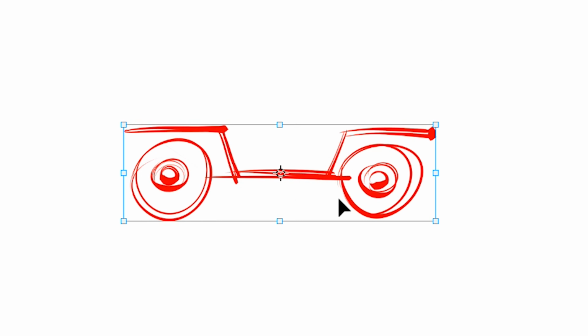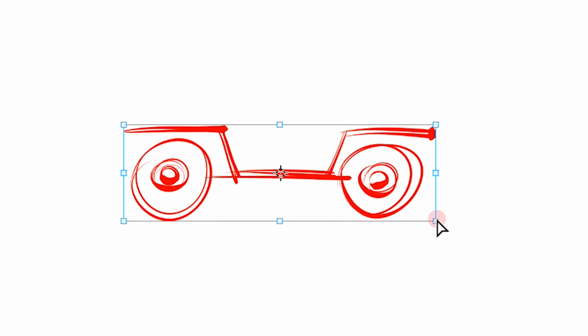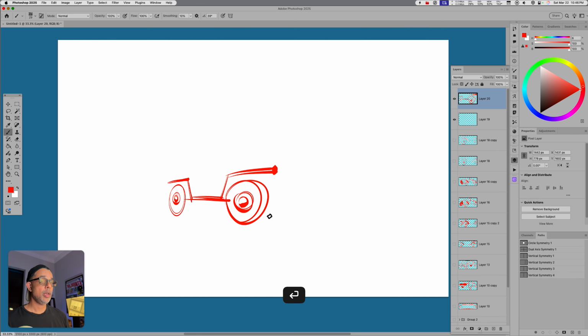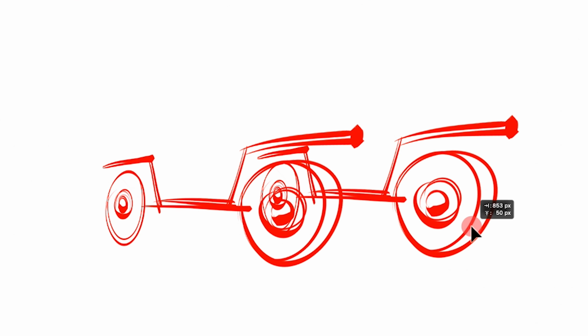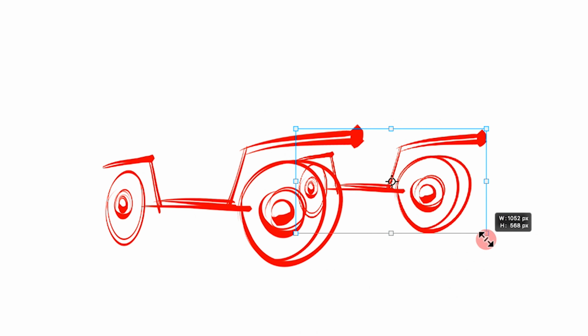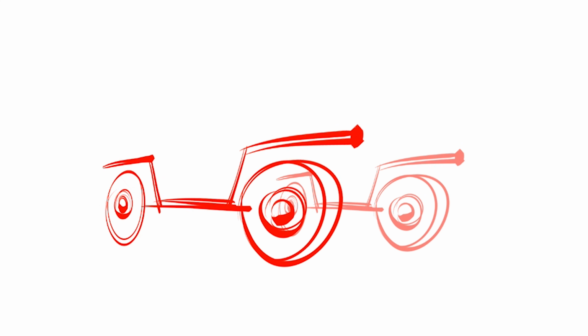First step, hit Command T, transform tool, choose perspective. This time I'll just have it go in the opposite direction, like so. Hit enter, make a copy, move the copy over, hit Command T, make it a little bit smaller, and then on a new layer, let's drop the opacity of what these layers are.